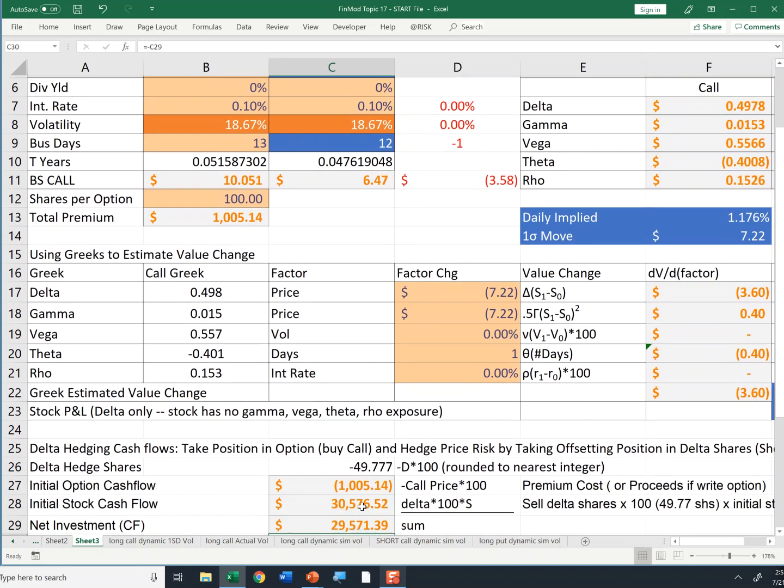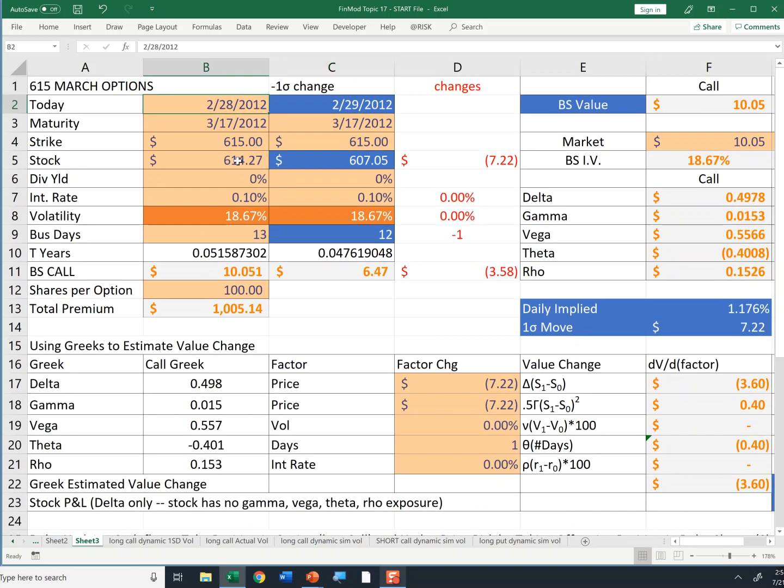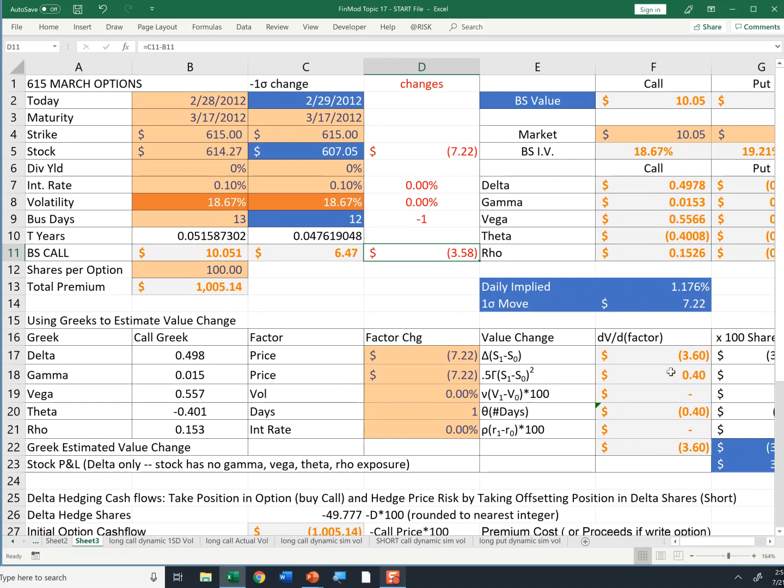Now, I have this hedge on. As of this date, I am short 49.78 shares of this stock, and I own an option on 100 shares. The next day, it's 1 day later, and the stock price falls by $7.22. It's 1 day later, and the option price is going to fall from 10.05 to 6.47. Remember, for 2 reasons, it's going to do that. Here's a little return attribution right here.